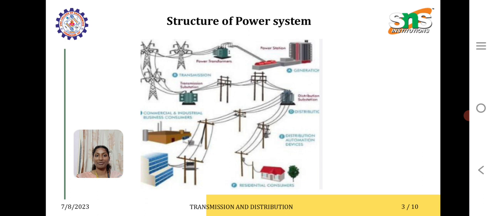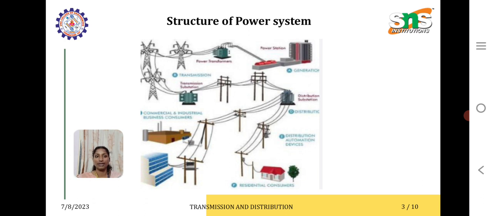So the structure of power system, what a beautiful structure. As we all know, power is generated from power plants like thermal power plant, hydropower plant, and solar and wind; all these sources are used to generate power. The generated electricity has to be transmitted from the generating station to the consumers. First it will be transferred to the substation, and then there will be a distribution substation from where the power will be distributed to all the consumers.